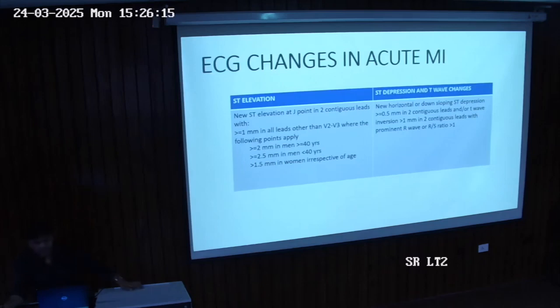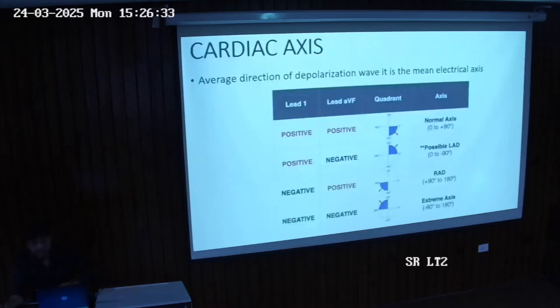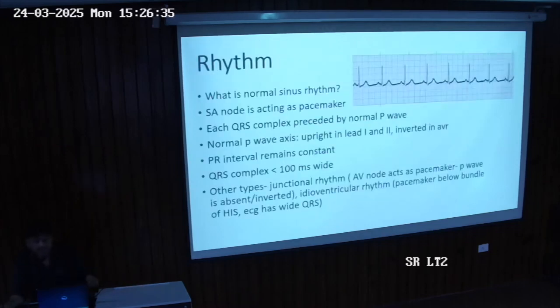ECG changes in acute MI: ST elevation, ST depression, T wave inversion, hyperacute T waves. These are the 4 changes you can see in an ECG of acute MI or myocardial infarction. New ST elevation at the J point. And what is J point? J point is where the QRS complex ends and the ST segment starts. That is J point.